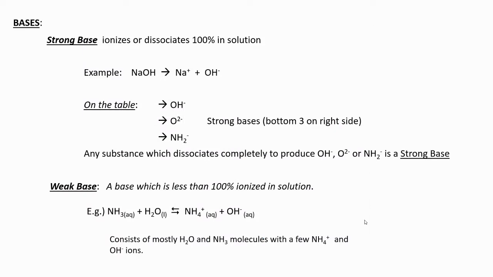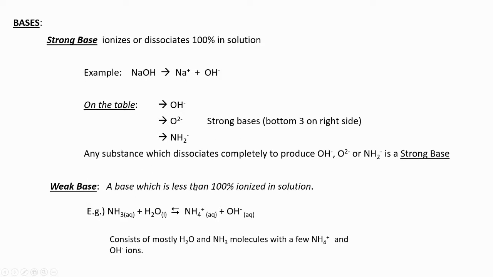Strong bases, like I said, ionize or dissociate 100% in solution. So we've got sodium hydroxide going to Na plus and OH minus. This Na plus is going to be a spectator just flowing around. Anything that ends in an OH is going to be a strong base. There are some exceptions, but we're not going to try to trick you with any in this course. So if you see a metal OH, then it's going to be a strong base.